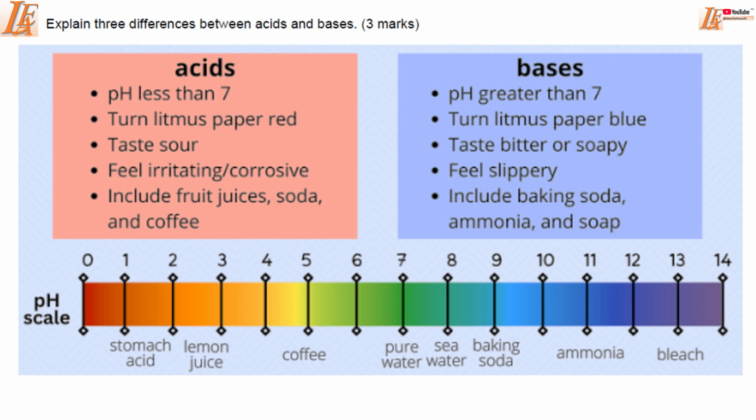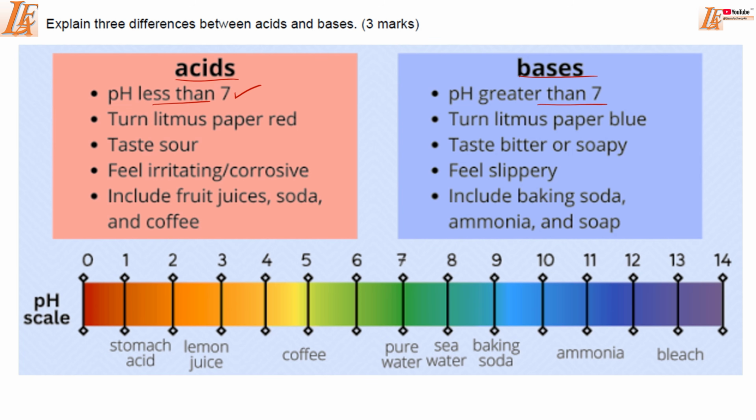Question 34, explain three differences between acids and bases. We have acids on the left side and bases on the right side of the screen. We are going to explain the differences in terms of their properties, and also we are going to use a pH chart below here. For acids, we say acids have a pH of less than 7. That is 1, 2, 3, 4, 5, and 6. Then bases have a pH of more than 7. That is 7, 8, 9, 10, 11, 12, 13, and 14.